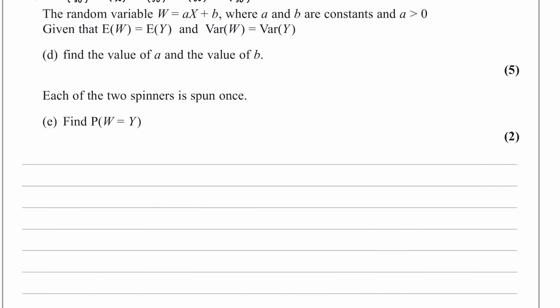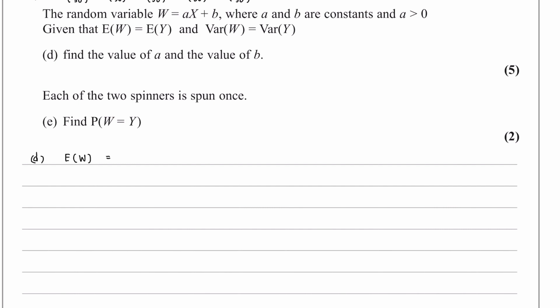Next, the random variable W equals aX plus b, where a and b are constants, and a has to be greater than 0. Given that E(W) equals E(Y) and variance of W equals variance of Y, we have to find the values of a and b. So first of all, we have to find E(W), or the expected value of W.